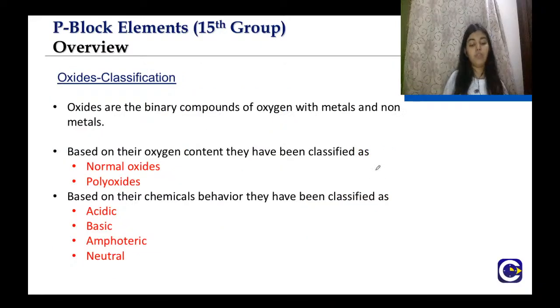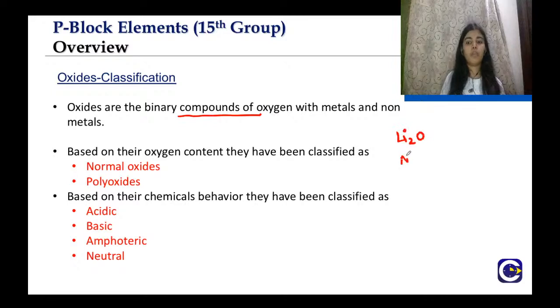Now see here, how do we classify basically the oxides, right? What are oxides? The binary compounds of oxygen. For example, you say lithium oxide if you see Li2O, or sodium oxide if you see Na2O, or any oxide like Al2O3 you see, right? Many elements form oxides, right?